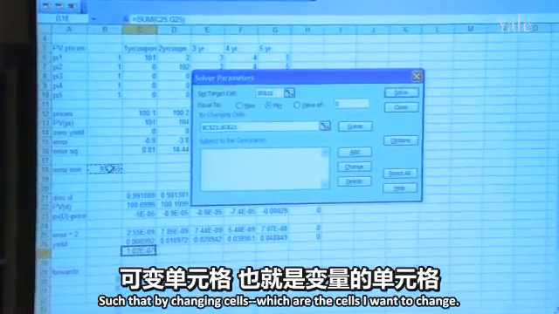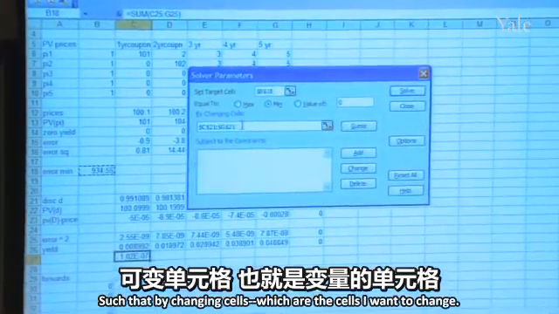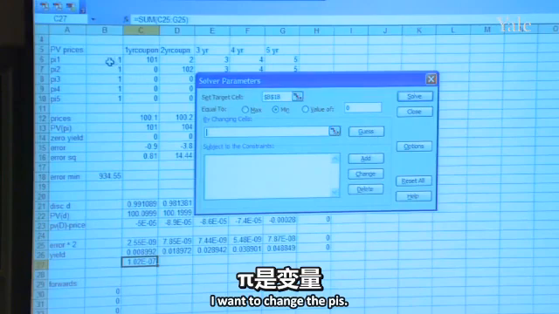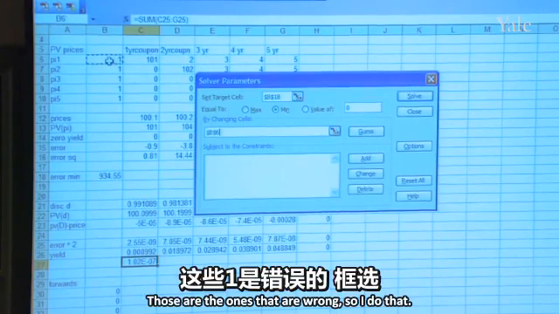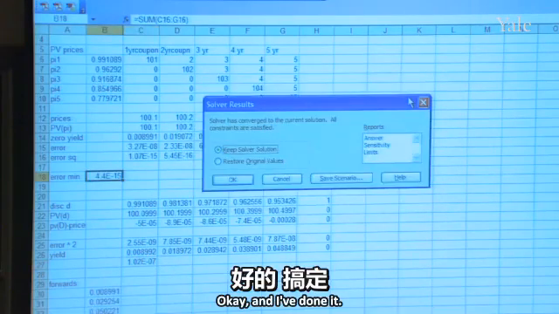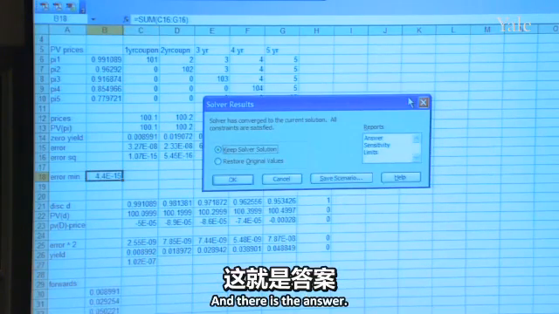such that by changing cells, which of the cells do I want to change? I want to change the pi's. Those are the ones that are wrong. So I'm minimizing the squared error by changing the pi's. B18, okay, and I solve. Okay, and I've done it. And there is the answer.